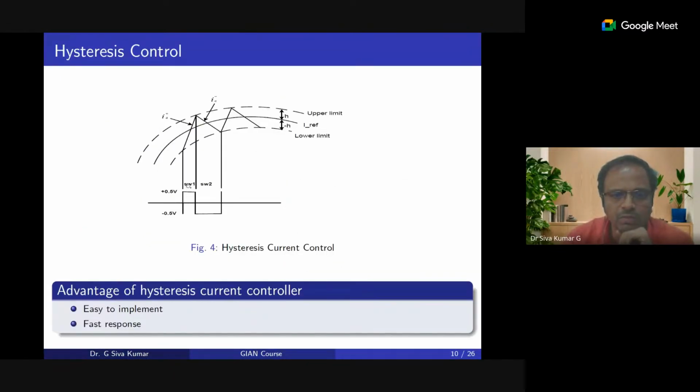We can see that SW1, when it is pulling down, we are just applying 0.5 volts to the top switch. When we want to pull down, we need to apply the bottom switch. So the advantage of hysteresis current control is easy implementation and fast response. Apart from that, we can protect your switches from drawing any higher currents. We can limit your current from exceeding the upper limit or the lower limit.